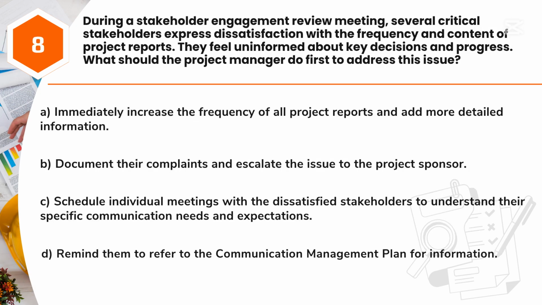Question 8. During a stakeholder engagement review meeting, several critical stakeholders expressed dissatisfaction with the frequency and content of project reports. They feel uninformed about key decisions and progress. What should the project manager do first to address this issue? A. Immediately increase the frequency of all project reports and add more detailed information. B. Document their complaints and escalate the issue to the project sponsor. C. Schedule individual meetings with the dissatisfied stakeholders to understand their specific communication needs and expectations. D. Remind them to refer to the communication management plan for information.